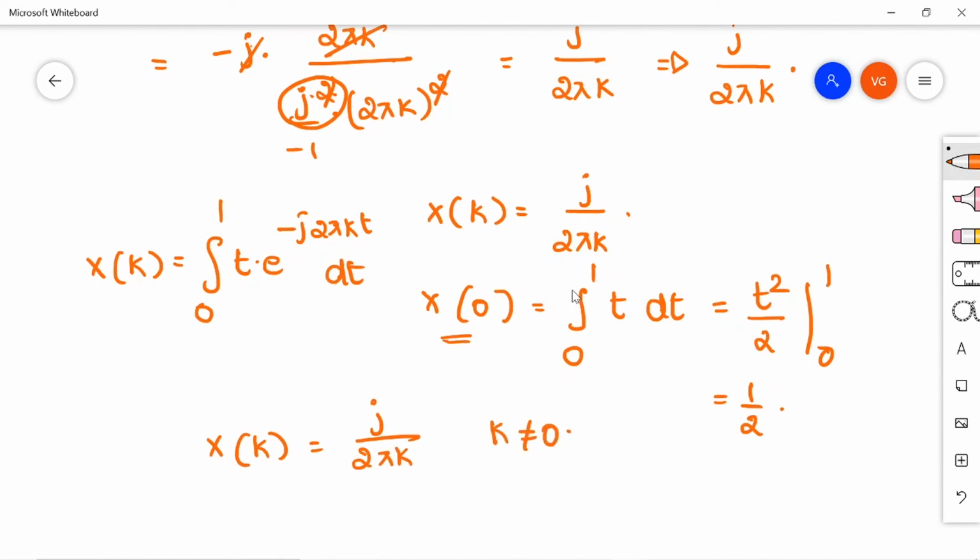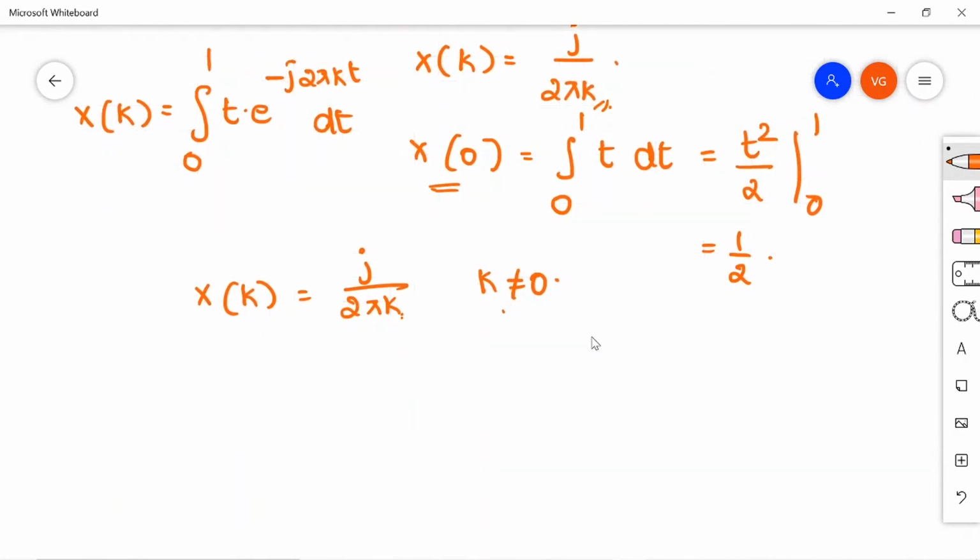Why? Because k is in the denominator. If you put k equal to 0, it will become infinity, so this expression will be wrong. That's why you have to find out x of 0 separately, right? So x of 0 is equal to 1 by 2 for k equal to 0. So this is your x of k value.